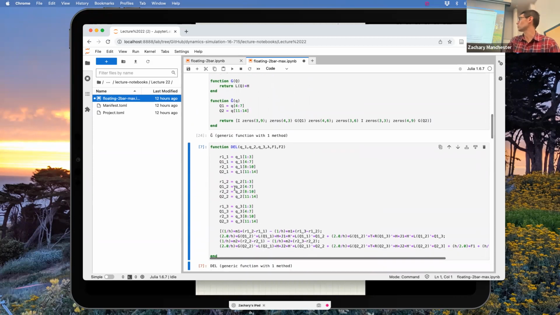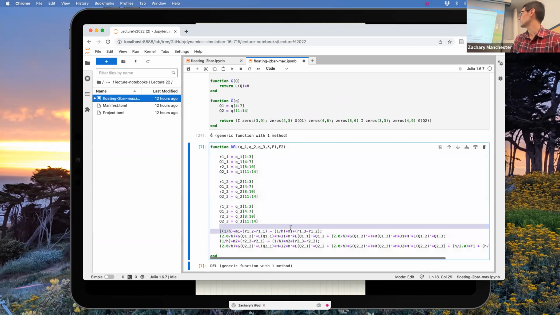Now this is that discrete Euler Lagrange stuff stacked up. So this is the position stuff. This is just 1/2 mv squared type stuff. And then this is the attitude stuff that we just wrote down, right? And this is for link 1, link 2. That's exactly what's in the notes, right?